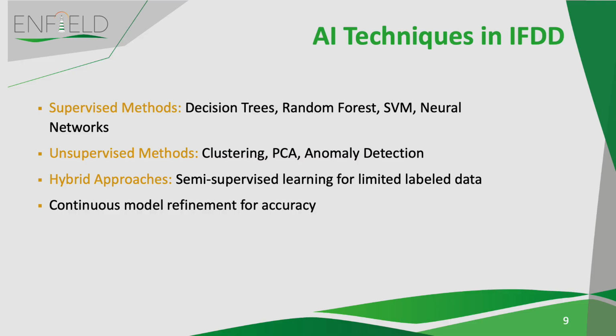limited labeled data effectively. Finally, these models aren't static. Continuous refinement is essential. As new data comes in, the system retrains and improves, reducing false alarms and increasing reliability. This adaptivity makes AI-driven IFDD a cornerstone of modern building automation.